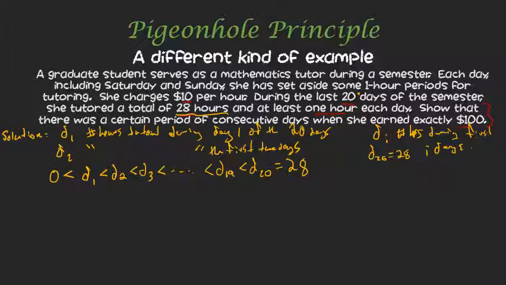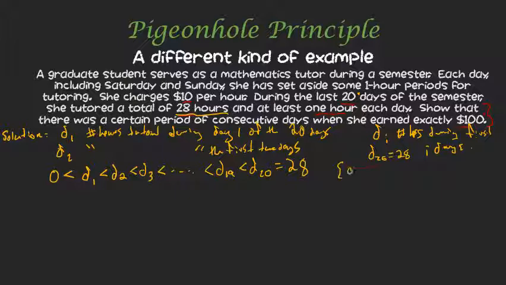All right, so now comes sort of a magic trick of how we would think to do this. I'll try and explain how one would come up with this next step. We want to show she earned exactly $100 for some consecutive days. $100 of work would be 10 hours of tutoring. And so I'm going to add 10 to each one of these D sub i's. And since each of these are distinct, when I add 10 to this, each of those will be distinct.